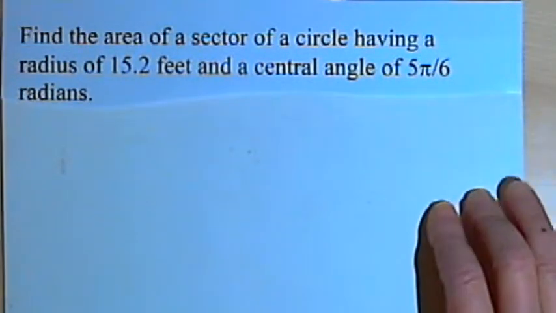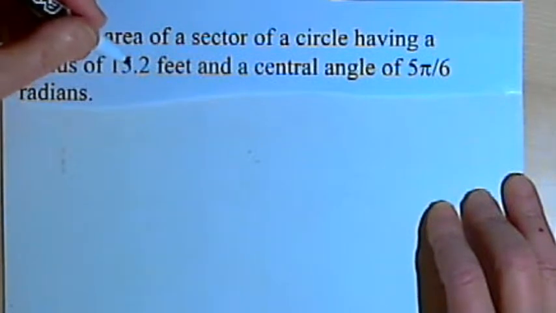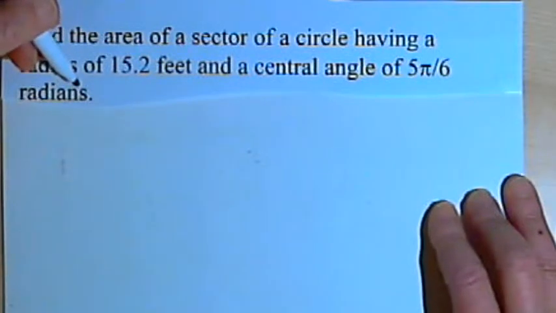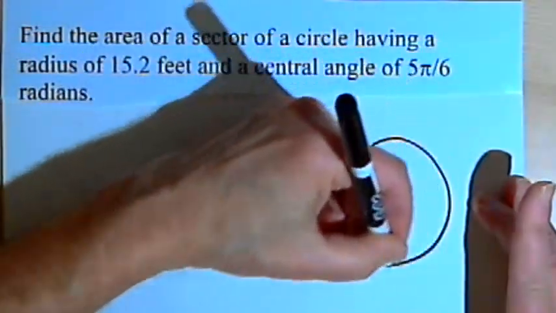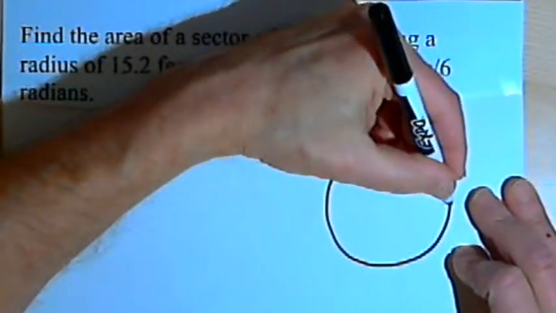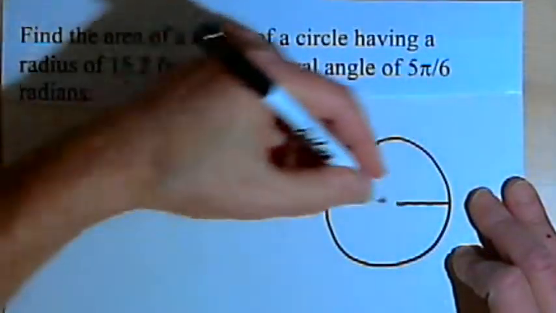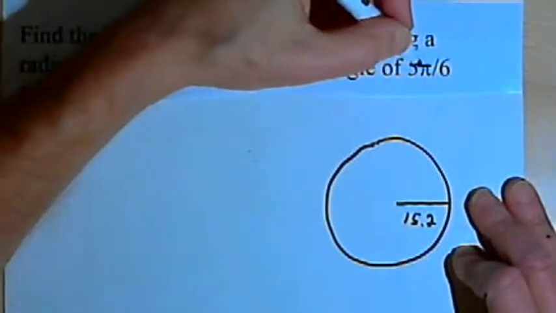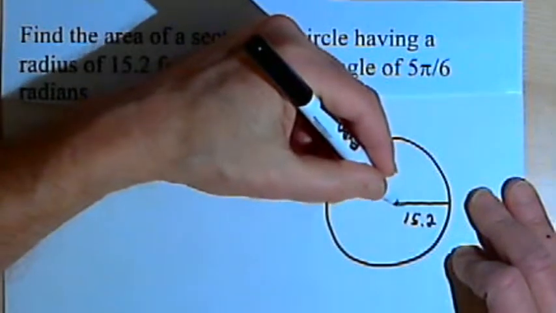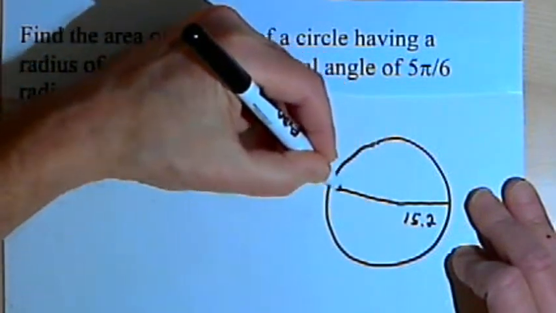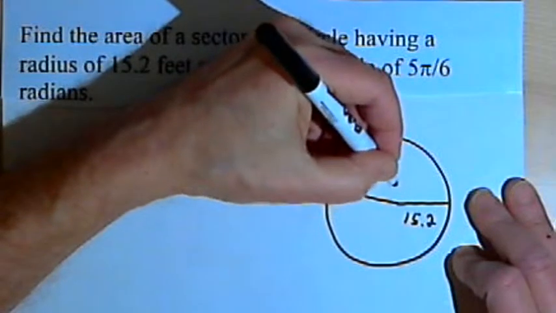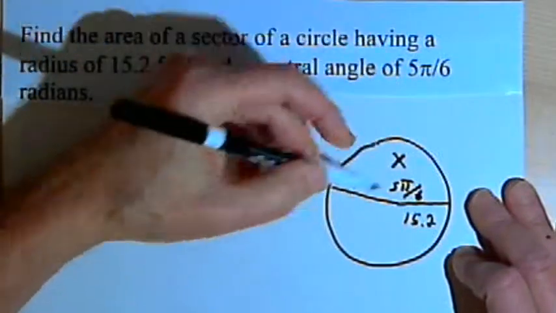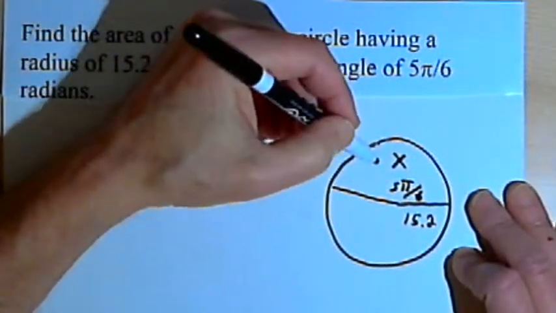Find the area of a circle having a radius of 15.2 feet and a central angle of 5 pi over 6 radians. Okay, so once again, let's do a picture. So I'm told that the radius is 15.2 and the central angle is 5 pi over 6. Well, that's almost 1 pi, so it means I've got almost a half a circle. So this is 5 pi over 6. And I'm looking for that sector, the part that's almost a half a circle.